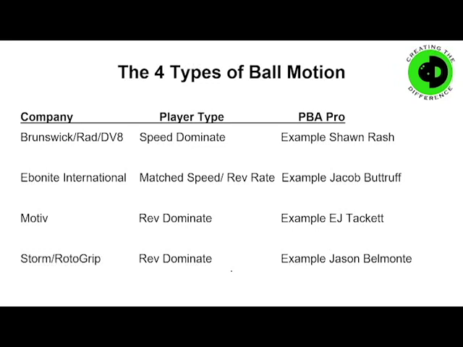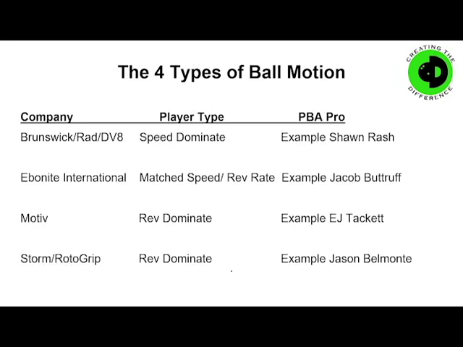Another example of that is you look at some of the PBA Pros that these companies have on staff, and it kind of explains another way why these bowling balls and these players tend to match up so well. So, as an example, Brunswick Radical Deviate tends to favor people that are speed dominant. And you think of somebody like Sean Rash, who is definitely a speed dominant player, and he has a lot of success with the Brunswick Radical Deviate equipment.